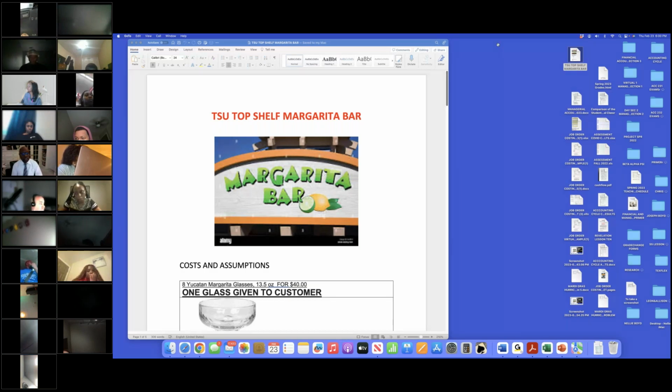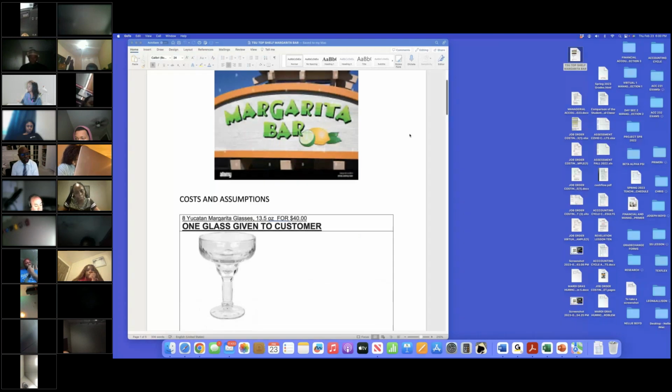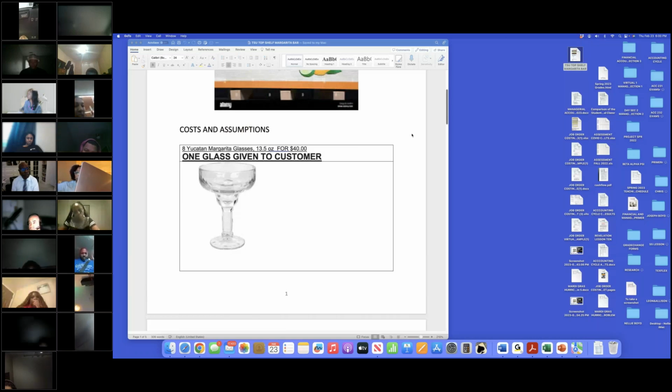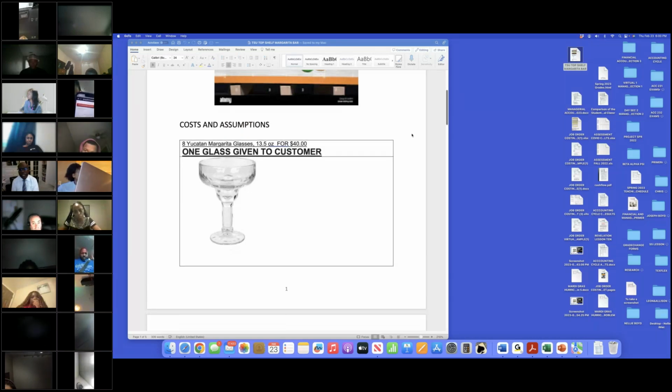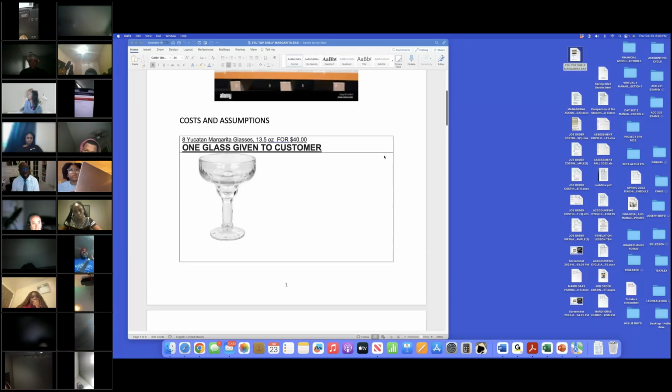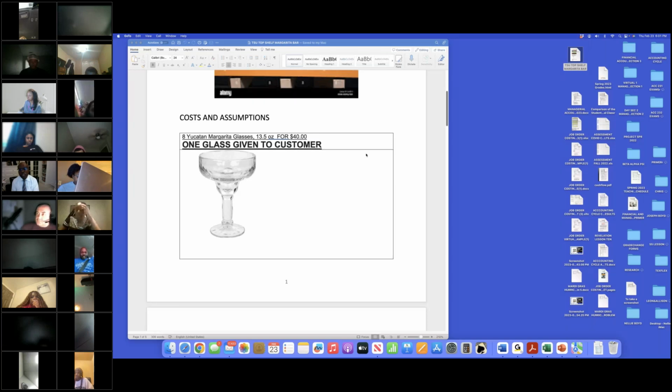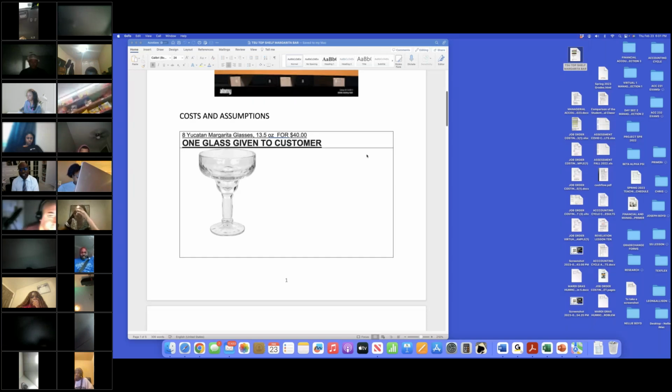Now on this margarita, how much for the glass? You had to have one glass because you're given the glass. How much was the glass as part of the cost? $5. All right, $5 for the glass.